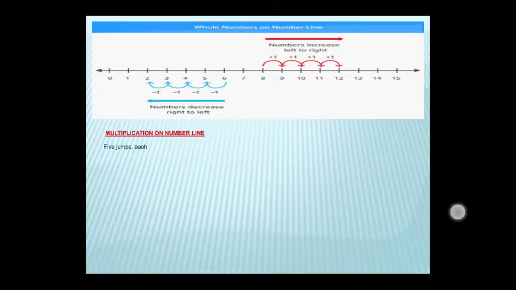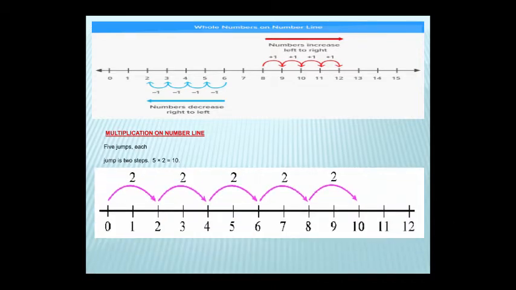Multiplication on a number line. See, let us take one example. 5 jumps, each jump is 2 steps. 5 multiplied by 2 equals 10. 5 2s are 10. So to represent this using a number line, first you have to draw a number line. Then the question is 5 jumps, and each jump you have to jump 2. For example, 0 to 2, 2 to 4, 4 to 6, 6 to 8, 8 to 10. Each jump is 2.